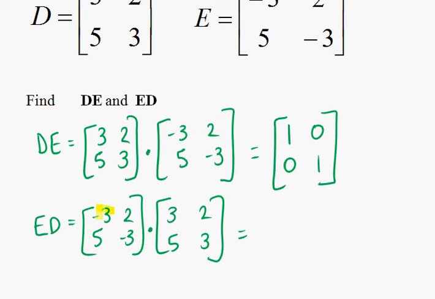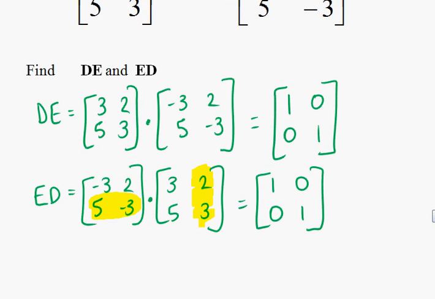Let's go through our same steps and do first row, first column. We end up with negative 9 plus 10, which is 1. First row, second column, we get negative 6 plus 6, which is 0. Next, let's do second row, first column, and we get 15 plus negative 15, which is 0. And second row, second column, which is 10 plus negative 9, which is 1. This time you see that DE and ED did give us the same result.